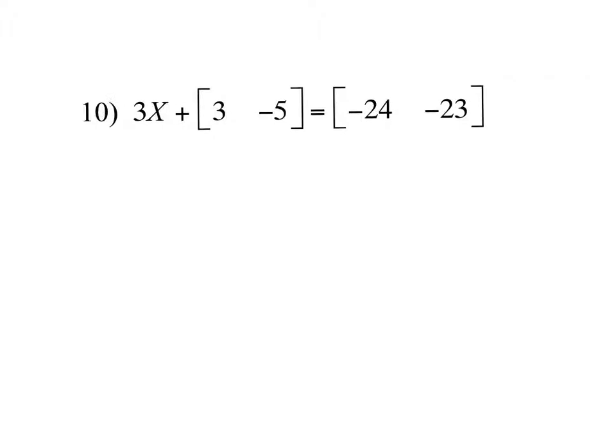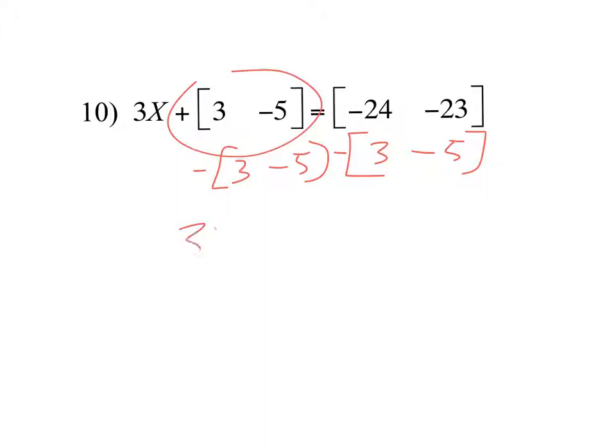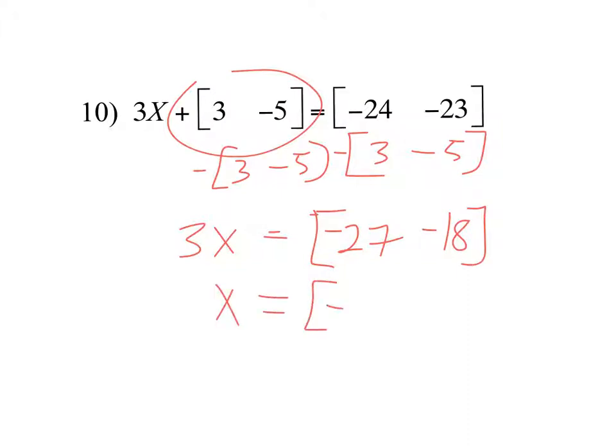For number 10, same process, but I'm going to subtract and then divide by 3. When I subtract this matrix from both sides, so it's 3, negative 5, we get 3x is equal to negative 24 minus 3 is negative 27, and negative 23 minus negative 5 is going to be negative 18. That means that x is equal to negative 9 and negative 6.